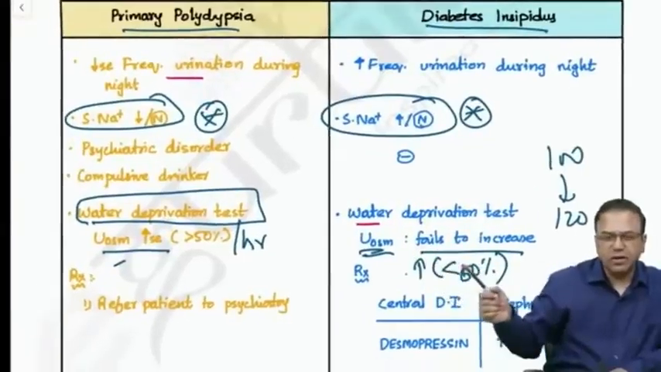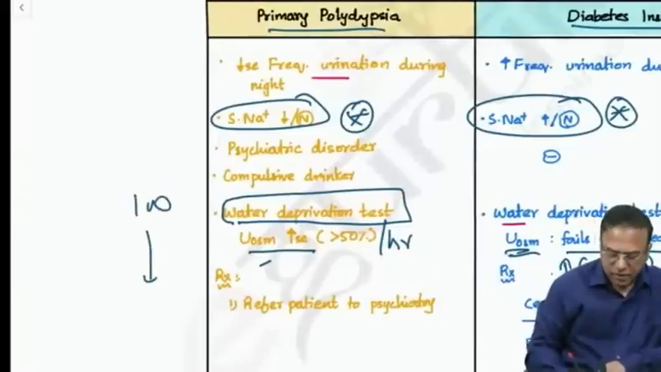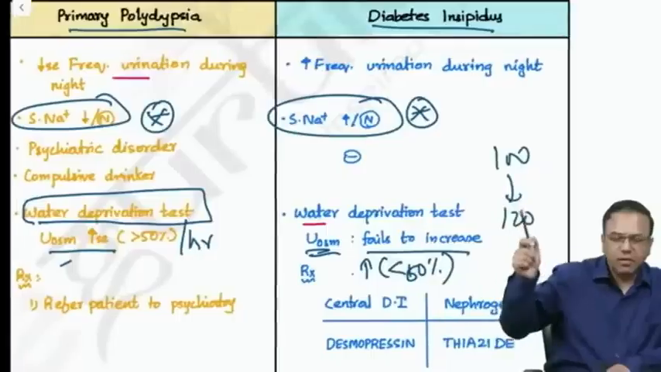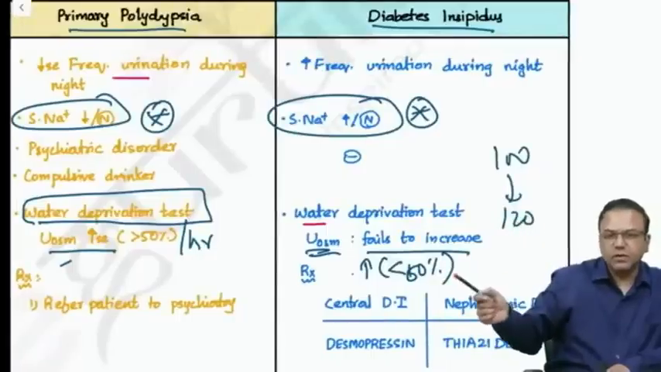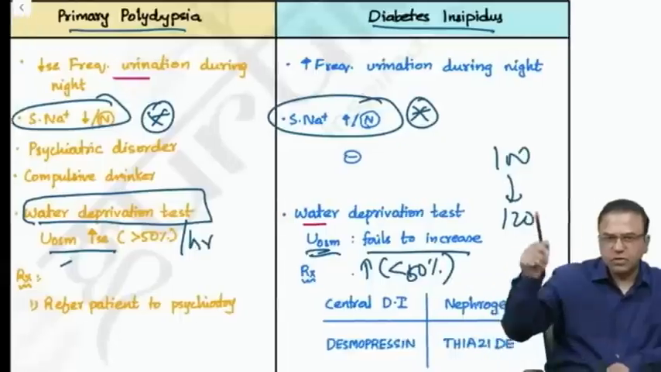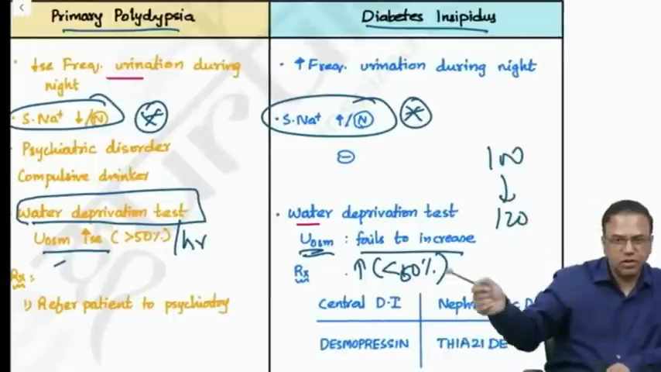Urine osmolarity here increases by 50%. It was 100 before the test. It became 300 after 1 hour. This is classical. But if it is 100 and it became 120, it did not increase by 50%. This is suggestive of diabetes insipidus. So be careful. I've seen many students, they see it increase from 100 to 120, they say it's increased. No, this is not sufficient. It should increase by 50%.